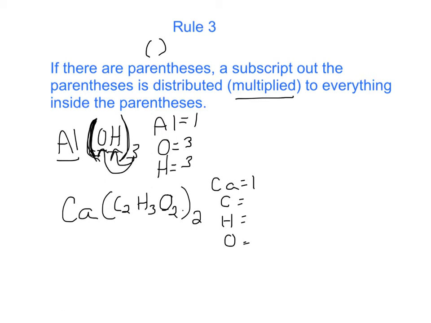But now this 2 outside the parentheses needs to get distributed to everything inside, and we're multiplying, not adding. So we're going to go 2 times 2 is 4 carbons. 2 times 3 is 6 hydrogens, and 2 times 2 is 4 oxygens. So let's do one more of those. It's a little bit trickier.